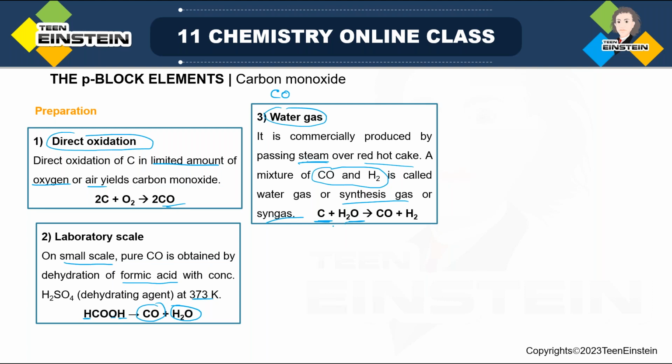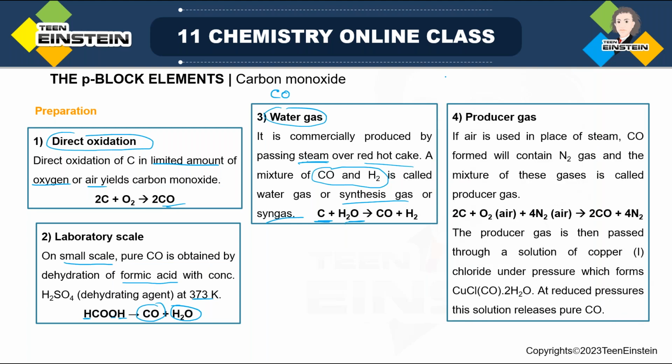Now, just like this gas mixture of CO and H2, there is another gas mixture where instead of hydrogen we will have nitrogen, and that is known as producer gas. Now, instead of using water, you are using air, and air is nothing but a mixture of oxygen and nitrogen. So if you are doing the same reaction but not in presence of steam, but in presence of air, then CO obviously will be produced, but it will also contain N2 gas, nitrogen gas, and the mixture of these two is known as producer gas.